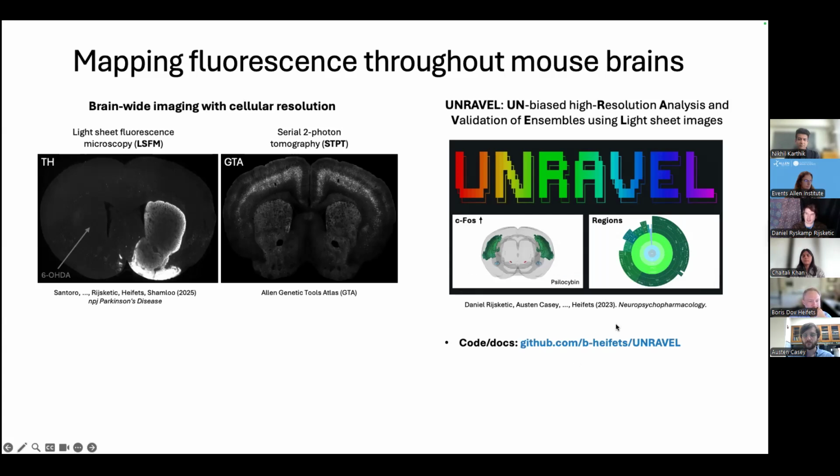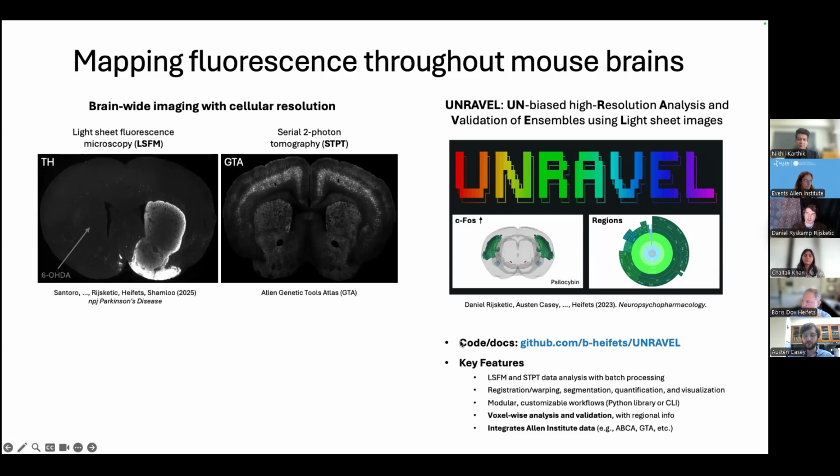Our code is publicly available on GitHub via this link, and there's a link there for our documentation as well. And we've automated analysis of these types of images. Our tool has modules for registering images, warping images to and from atlas space or to tissue space, segmentation, quantifying cell types that are present, and visualizing the data.